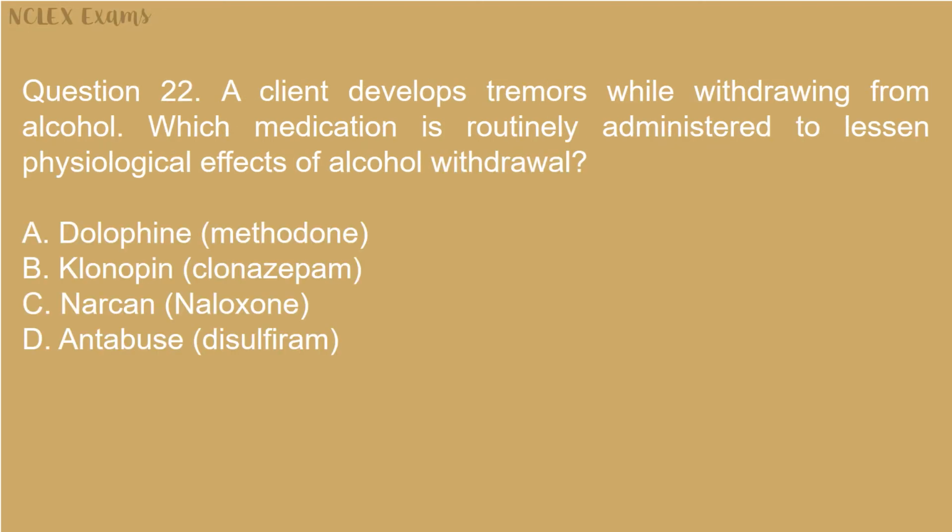Question 22. A client develops tremors while withdrawing from alcohol. Which medication is routinely administered to lessen physiological effects of alcohol withdrawal? A. Dolophine methadone, B. Klonopin clonazepam, C. Narcan naloxone, D. Antabuse disulfiram.